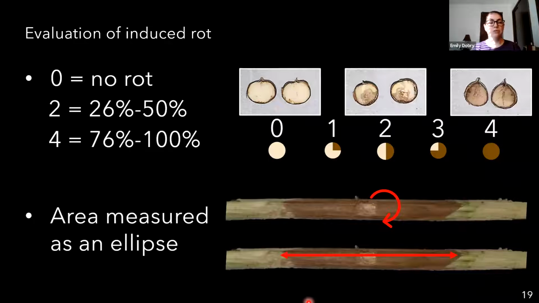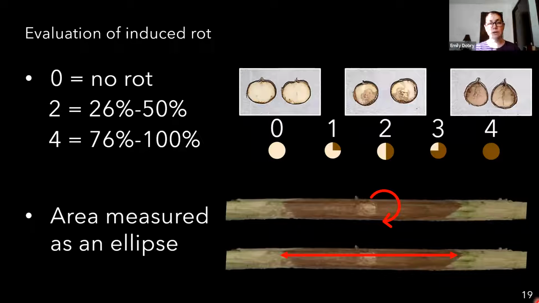So evaluation of the induced rot depended on the tissue that we were looking at. For nut rot, we couldn't be terribly precise because nuts vary pretty greatly in size. So we looked at our nuts and estimated the area of rot on a scale of 0 to 4, with 0 indicating that no rot is present and 4 indicating total rot of the soft tissue, of which you can see an example here of what our sliding scale would look like.